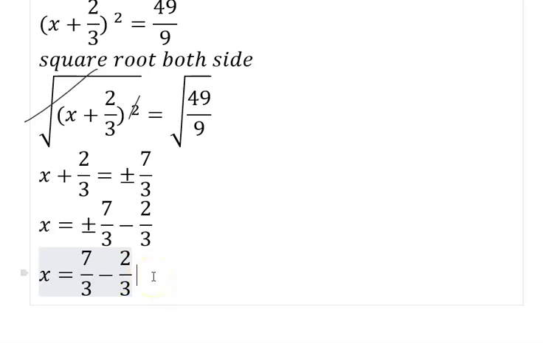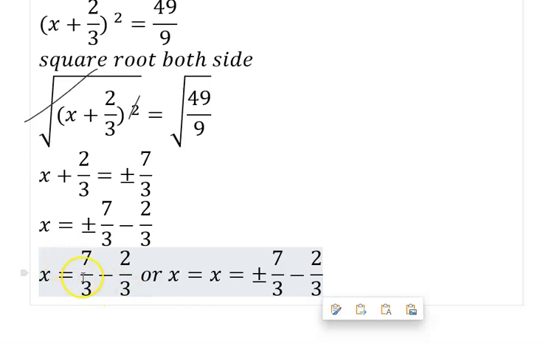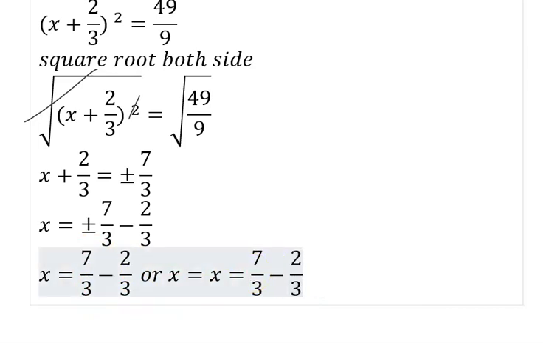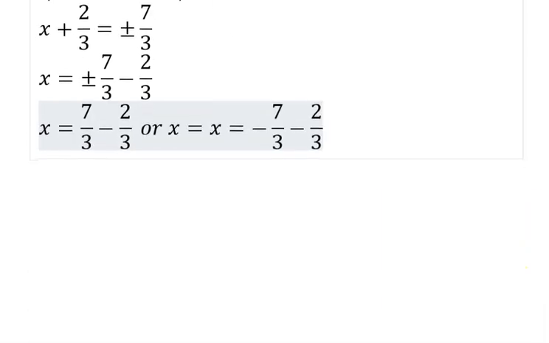Or x equal, plus 7/3 minus 2/3. So here will be what? Minus 7/3 minus 2/3, because it's plus or minus. Awesome. So this is our x. But naturally, we will not leave our x this way. These are fractions. So let's quickly solve them out.